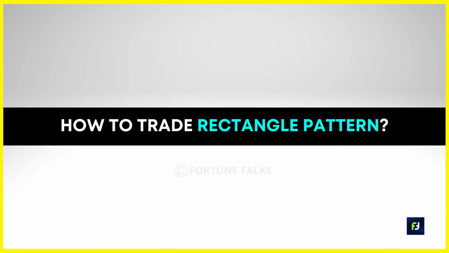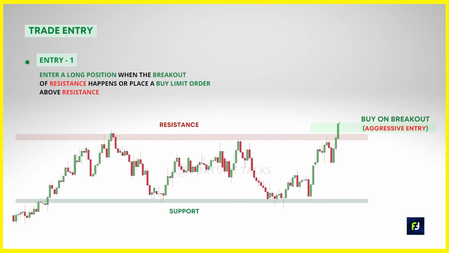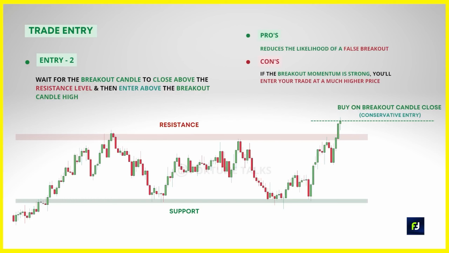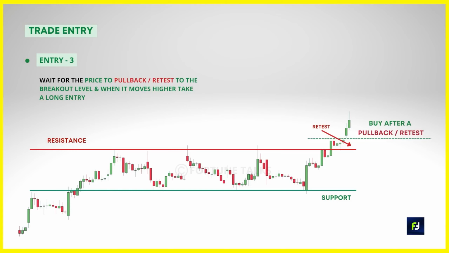Now how to trade when you see a rectangle pattern? For a top rectangle pattern, you can enter a long trade when the price breaks above the resistance level if you are an aggressive trader looking for the best price to take an entry. The downside is that it could be a false breakout and you can get stopped out. The next approach is more conservative, where we will wait for the breakout candle to close above the resistance level. Most often, this method will reduce the chances of getting trapped in a fake out. But the only limitation is when the price breaks out with huge momentum and you will now be buying at higher prices. And finally, what if you miss out on the breakout completely?